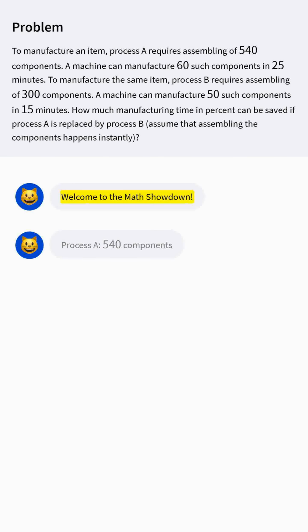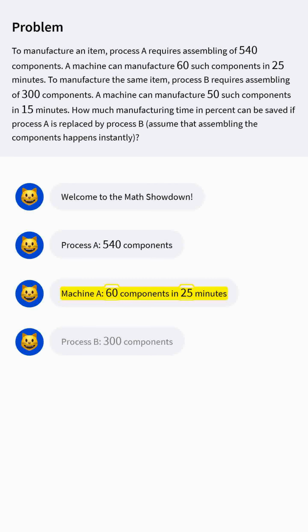Process A needs a whopping 540 components. That's like a jigsaw puzzle on steroids. Machine A is chugging along, popping out 60 components every 25 minutes. Not too shabby. Switching gears to process B, it's a bit more lightweight with 300 components.